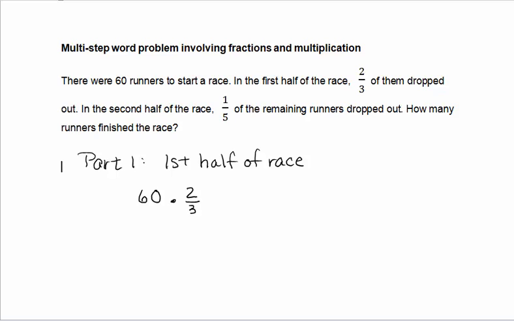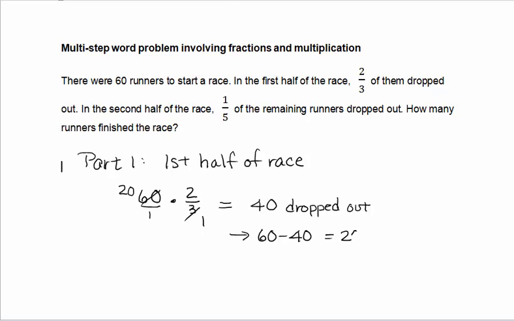Well, we take 60 and we multiply it by 2/3. Looks like a lot of people dropped out of that first half of the race, huh? So let's see, 3 goes into 3 one time, 3 goes into 60 20 times. So we have 40 runners drop out, right? So 40 dropped out, which means what? 60 minus 40 are left, right? Which is 20 runners left.